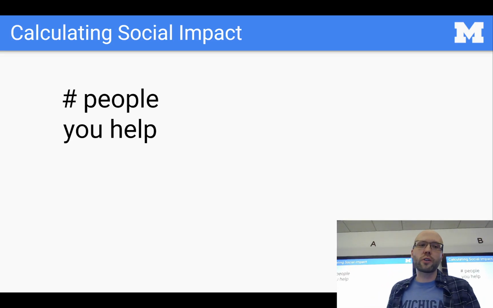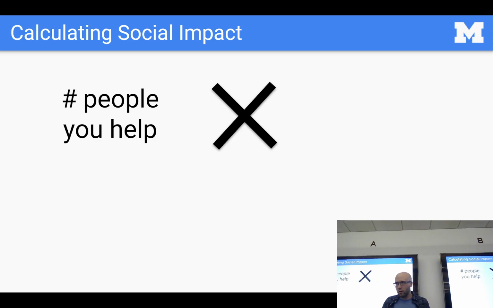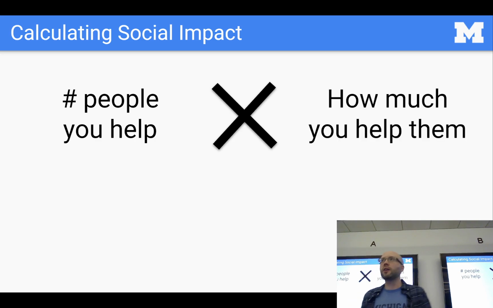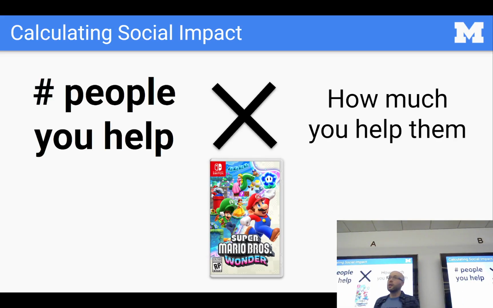So when you go to think about social impact, which is the major goal of this capstone course, you should consider two things: the number of people you could possibly help, but also multiply that by how much you are going to help them. If you think about a product like, I don't know, a new Mario game, okay? A super popular franchise, very accessible. A lot of people can play it. A lot of people will. You're going to help a lot of people with that product.